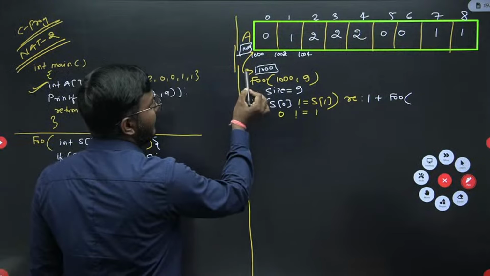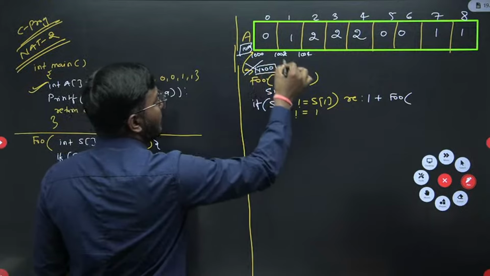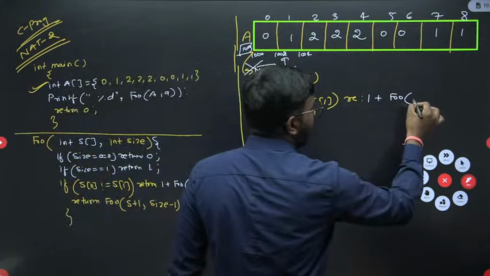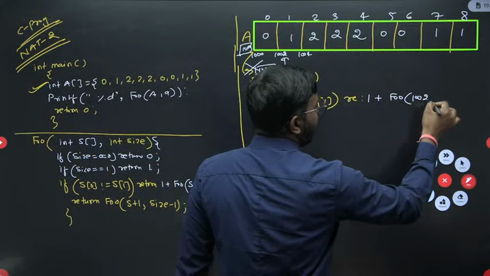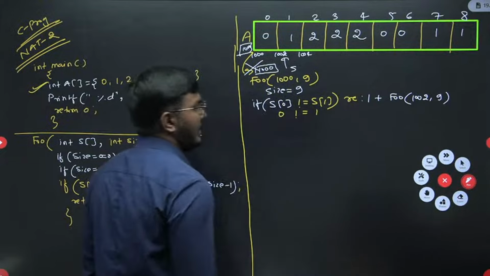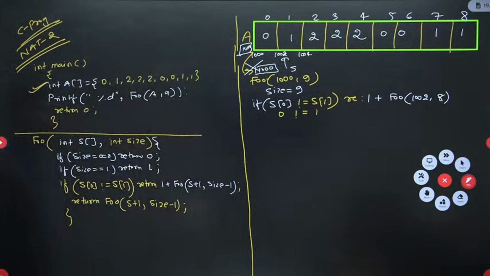S plus 1 is nothing but, if I perform S plus 1, it means skip this element, so now S will point to this element. S will point to 1002. It means here its value is 1002, comma, and size minus 1 is nothing but 9 only. Oh sorry, size minus 1 is nothing but 8. Getting my point?